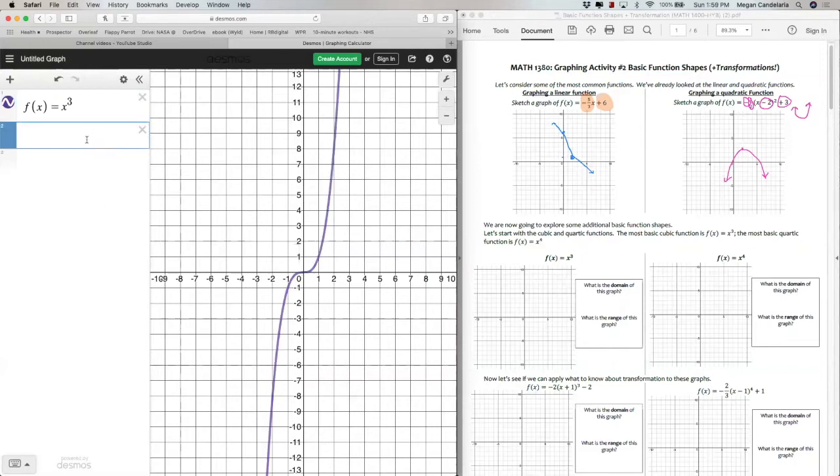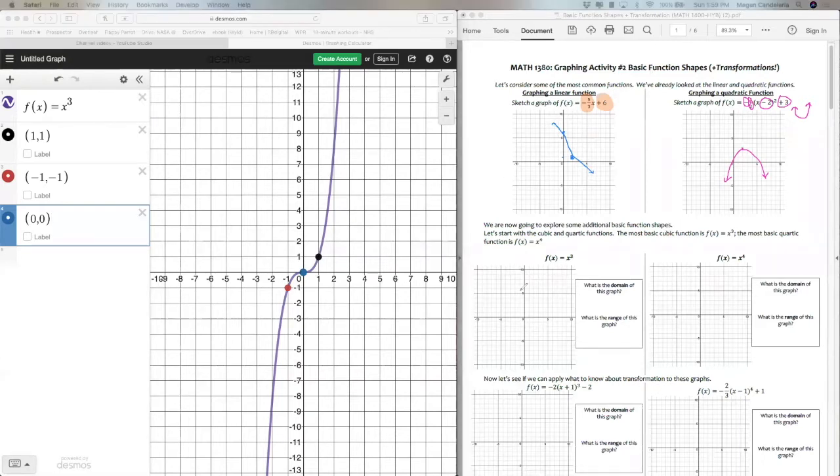Now we could have gotten this by plotting points. For example, if I plug 1 into this function, 1 cubed is 1. If I plug in -1 into this function, I get out -1, and at 0 we get 0. So we could have plotted this by plotting points, but it's just nice that Desmos does it for us. So I'm going to go ahead and sketch that on our page over here. Let me switch over and sketch that S shape.